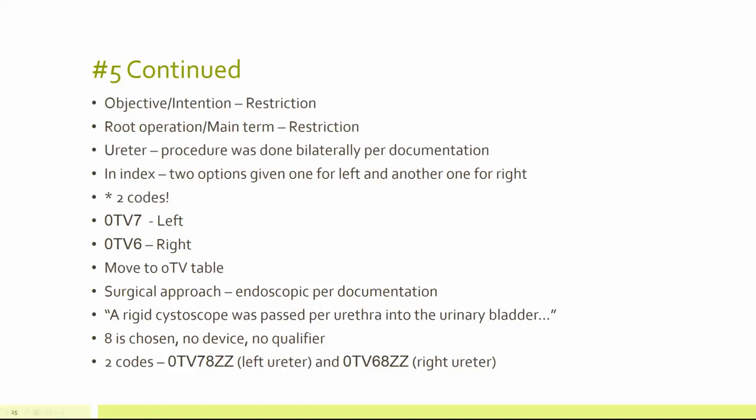We know based on our clinical information that this was done via a rigid cystoscope, which was passed into the patient's body via the patient's urethra, which is a natural opening. So we're going to choose 8 for our surgical approach, which is a natural opening endoscopic. No device, because this is not a device, it was a substance, and no qualifier. So we end up with two codes. We have 0TV78ZZ for the injection of the left ureter and 0TV68ZZ for the right.